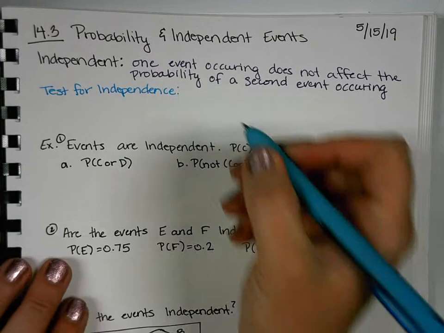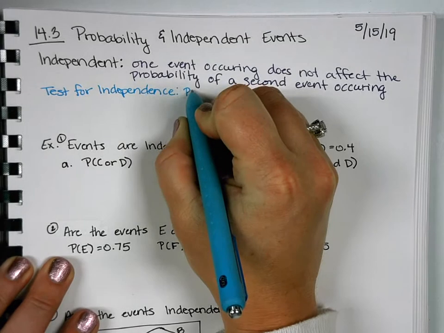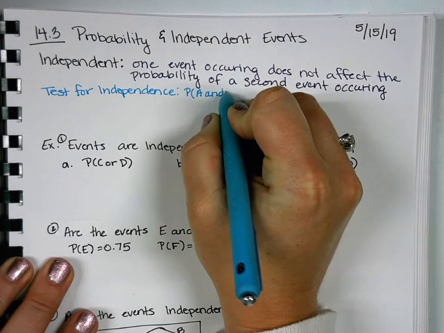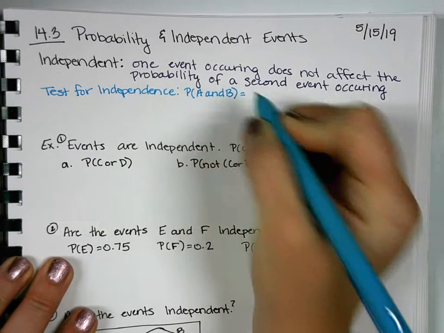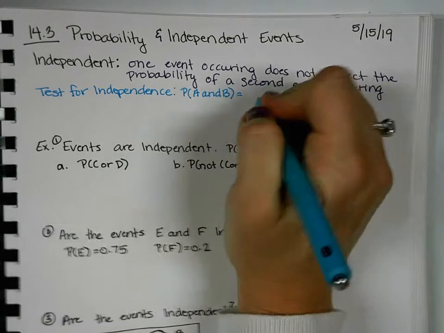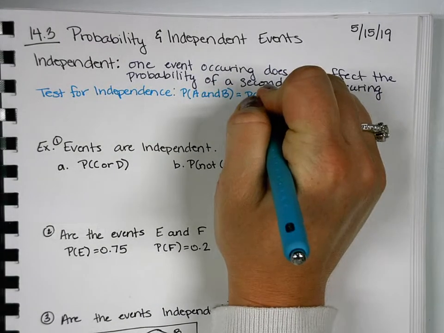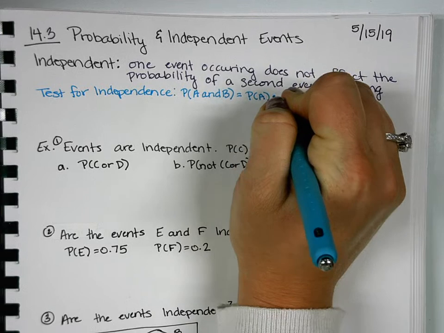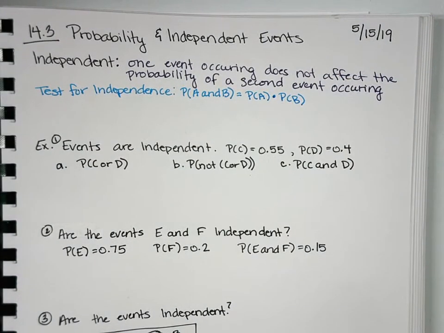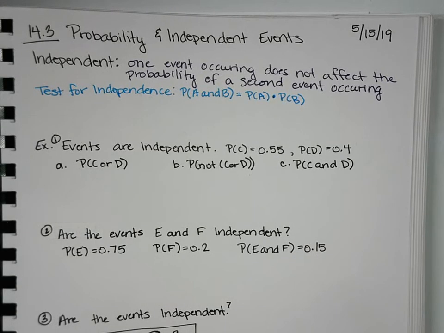So our test for independence says that the probability of A and B, so that would be the intersection. So if we were to find the probability of the intersection, it will equal the probability of A by itself times the probability of B. If that statement is true, they're independent. If it's not true, they're dependent, meaning the first event affected the second.